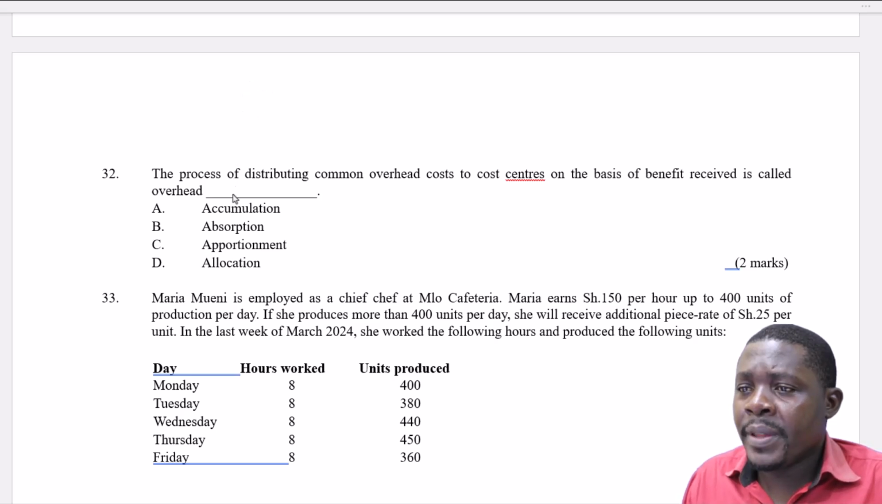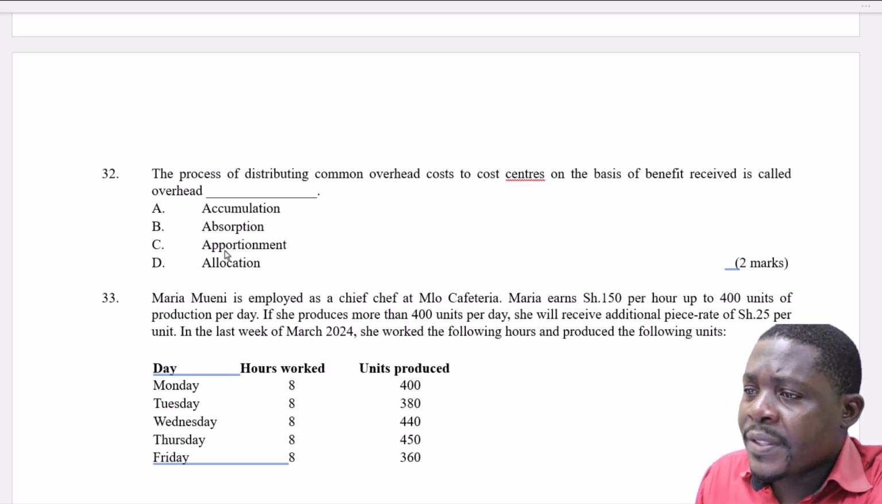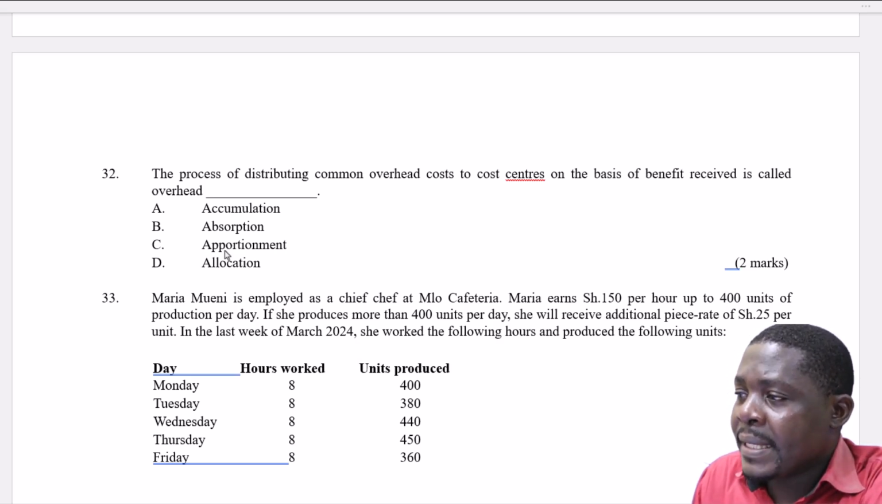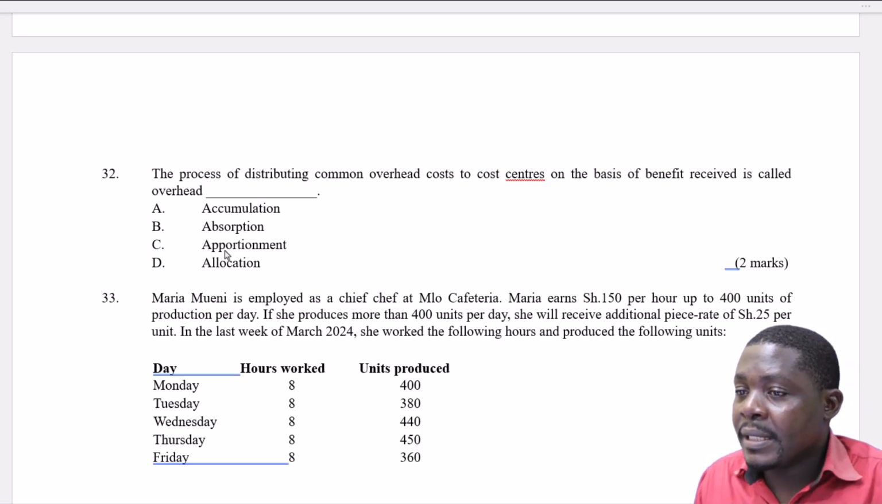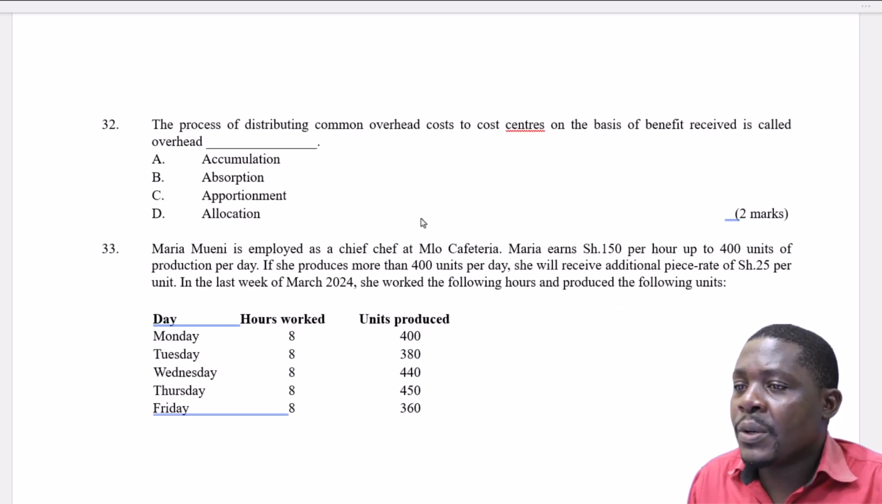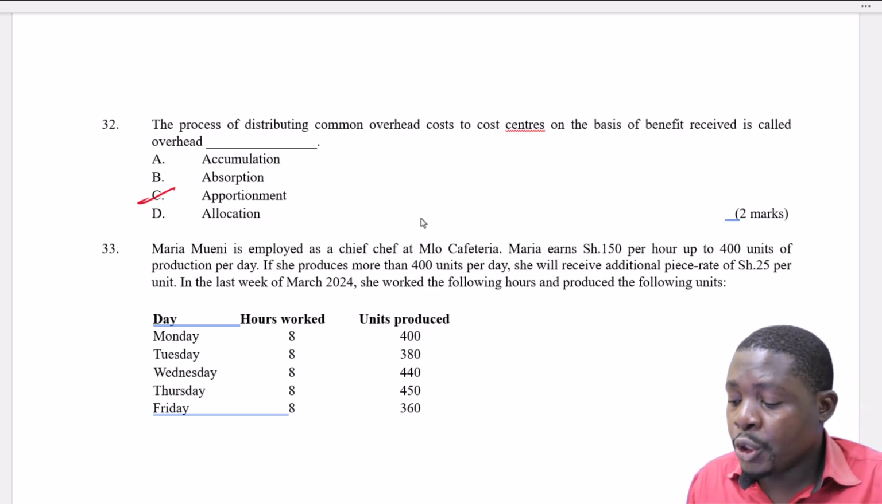Let's look at question number 32. Question number 32 reads, the process of distributing common overhead cost to the cost center on the basis of benefit received is called what? The process of distributing common overhead cost to cost center on the basis of the benefit received is called apportionment. That is C, apportionment.